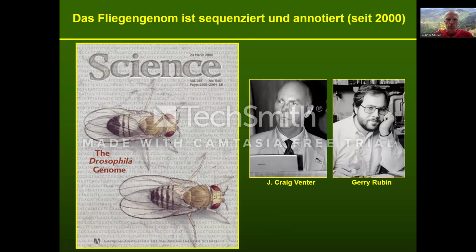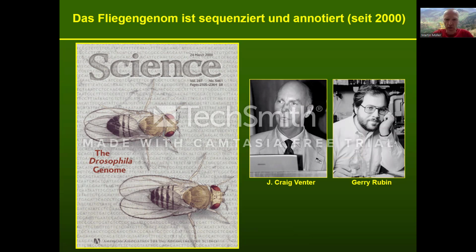The fly genome was sequenced 20 years ago, and the people who were important to do all this work were Craig Venter and Jerry Rubin, and they published it in Science in the year 2000. And of course, you should imagine that this first version of the genome was not of very good quality. So the genome release 1 in 2000 was of relatively poor quality.